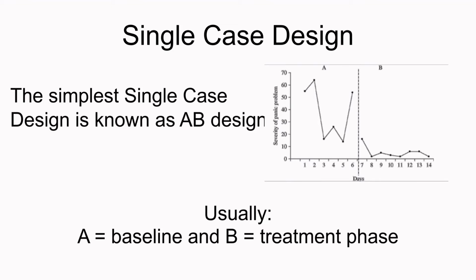The A and B labels could also indicate phases like a baseline and a withdrawal phase, or treatment and withdrawal phase. The fundamental concept is that in this design you compare two phases. However, the mere observation of the graph is not enough to determine if our treatment is successful.